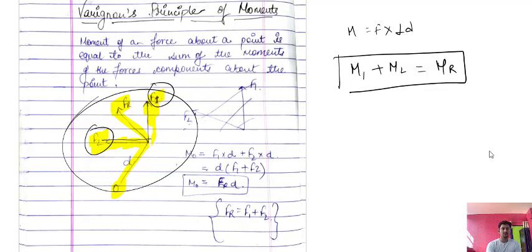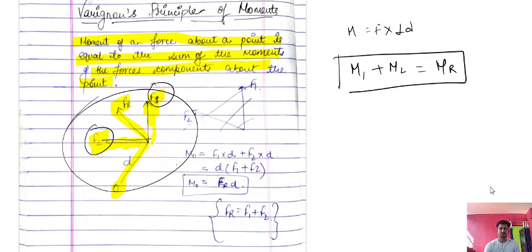I hope this point is clear, that the moment of a force about a point is equal to the sum of the moments of the force's components about the point. It states that the summation of the moments of all the forces that are acting will be equal to the moment produced by the resultant force. So this is Varignon's principle theorem.